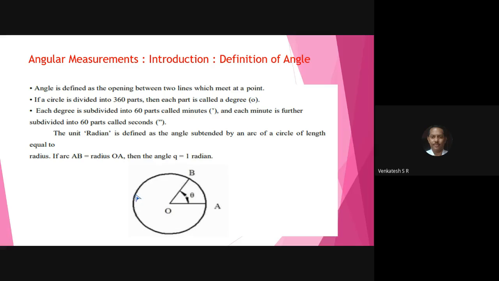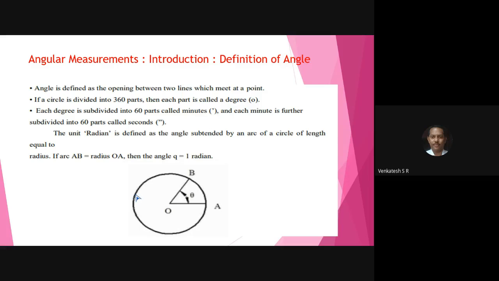Then radian. All of you already studied radian in PUC as well as in mathematics. Radian is defined as the angle subtended by an arc of the circle whose length is equal to the radius. Arc here is AB, equal to radius OA. Then the angle theta equals 1 radian.